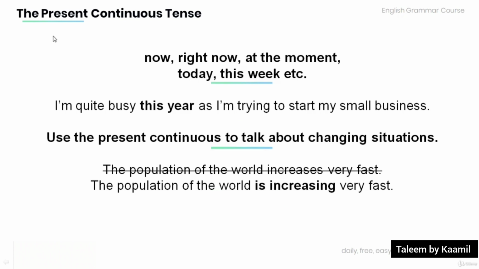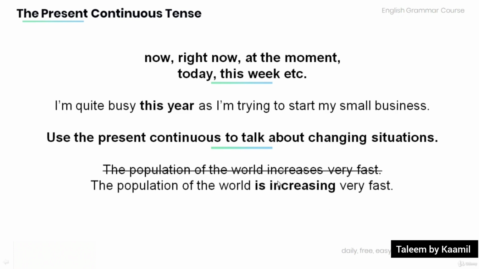We can also use the present continuous with phrases such as now, right now, at the moment, today, this week, etc. Have a look at the example over here. I'm quite busy this year as I'm trying to start my small business. Note that we use the present continuous to talk about changing situations. Have a look at the examples below.